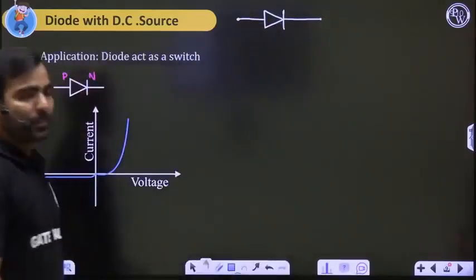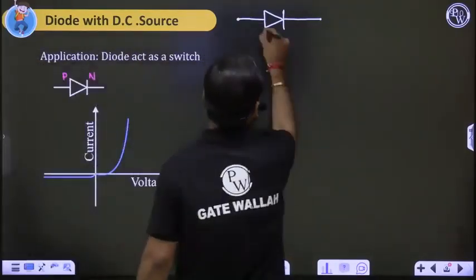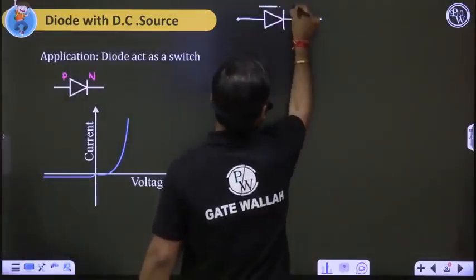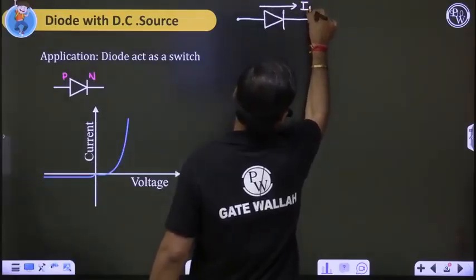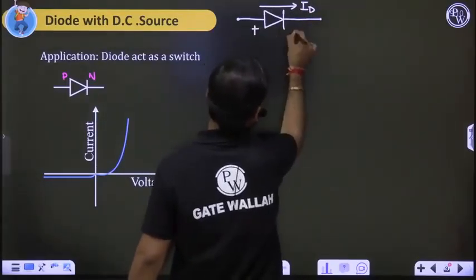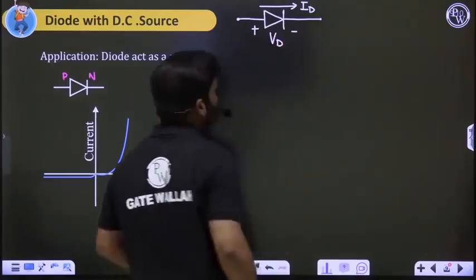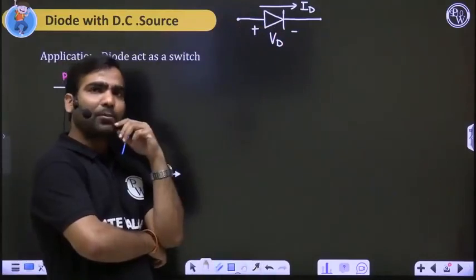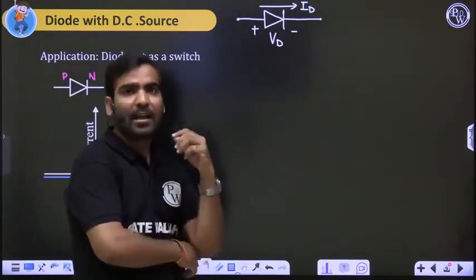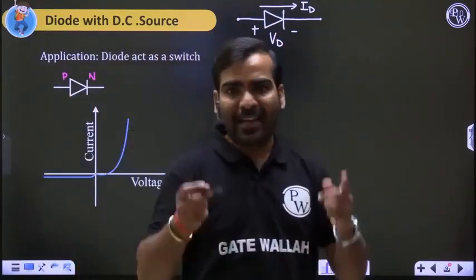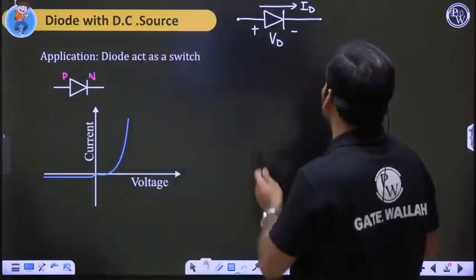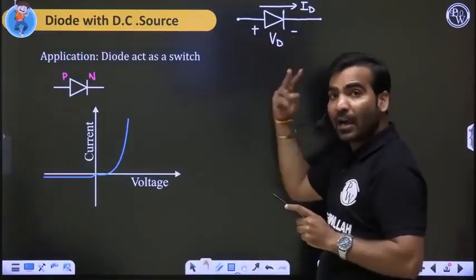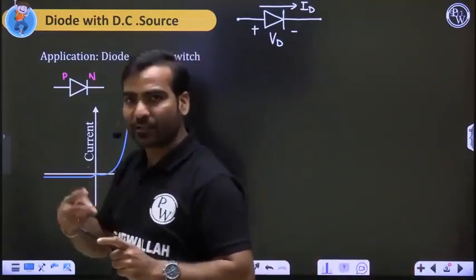In the P to N direction, the current that is flowing is known as diode current, that is ID, and this is your voltage VD, diode voltage VD. P side positive, N side negative. What is the meaning of that? Why are you connecting P side positive, N side negative? No, I am not connecting like that. It is the multimeter pins. When I am connecting the multimeter, I connect the positive pin of the multimeter over here, the negative pin over here, and I am measuring how much voltage there is. That is known as VD.